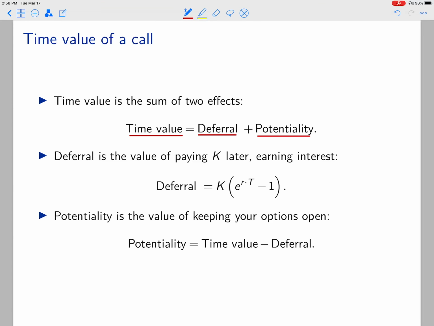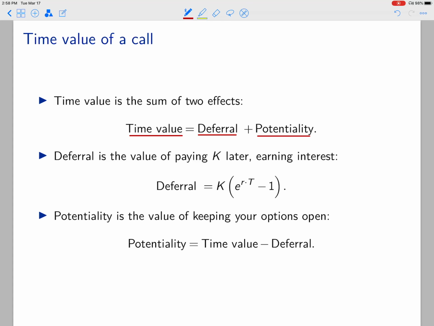For example, suppose you exercise the call option. Then what you're going to do as the owner of the call option is pay the strike K at a later date. Now, paying the strike K at a later date is unambiguously better than paying the strike today at date 0, because you could instead use that money used to pay for the strike to invest in something else. This deferring payment value is what deferral captures.